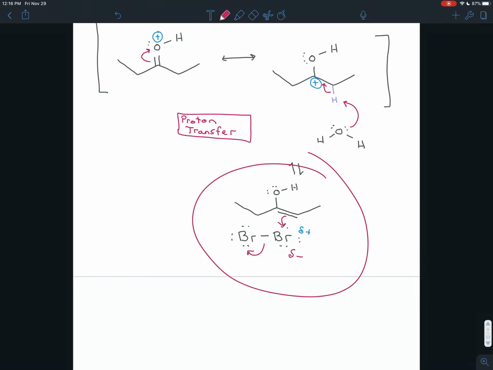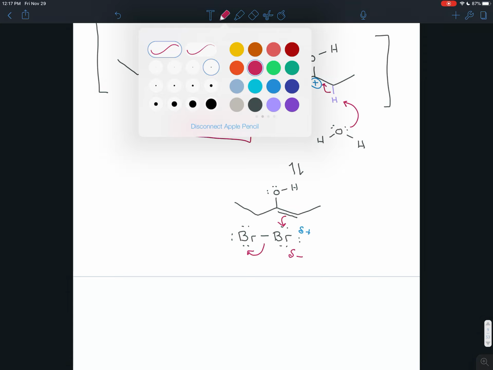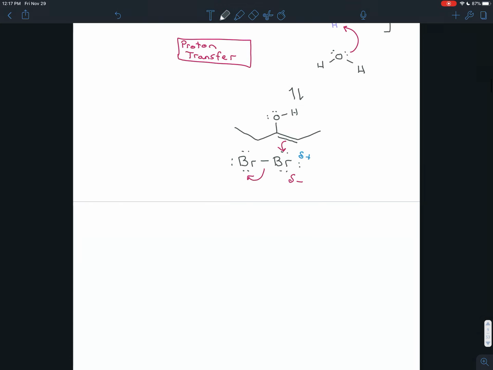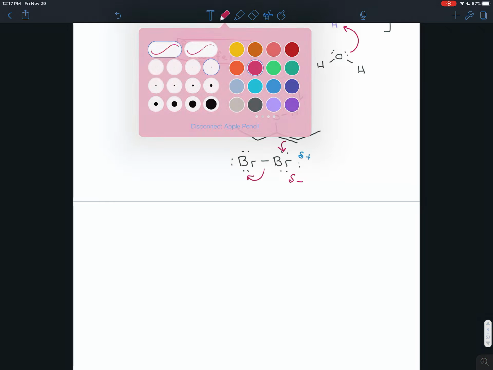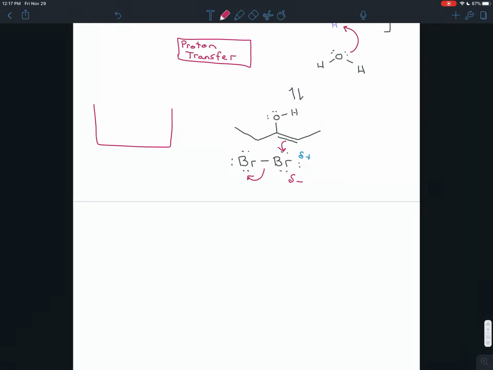And this should seem really familiar from Organic Chemistry 1. When you first learned about addition reactions to alkenes, you learned about halogenation or bromination, where you add Br2 to an alkene. Well, that's exactly what we're doing here, and the first step was exactly that. So this is nucleophilic attack. You may also think of this as loss of a leaving group.